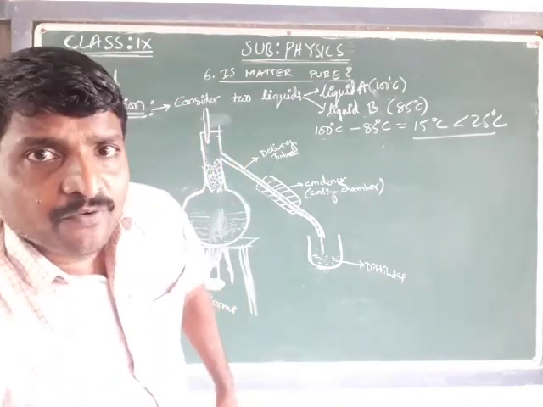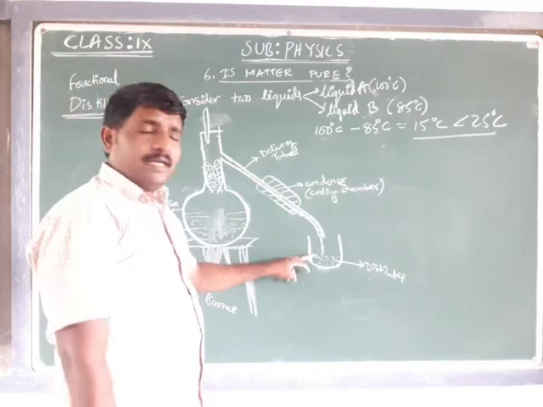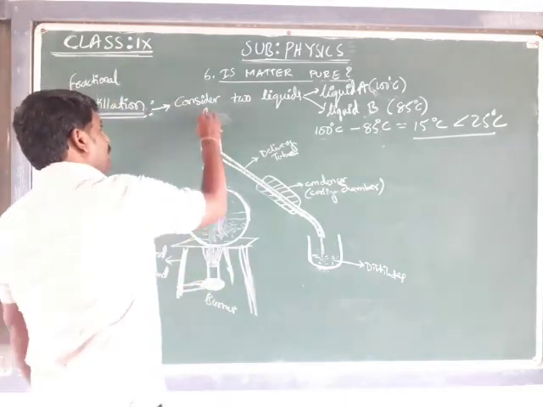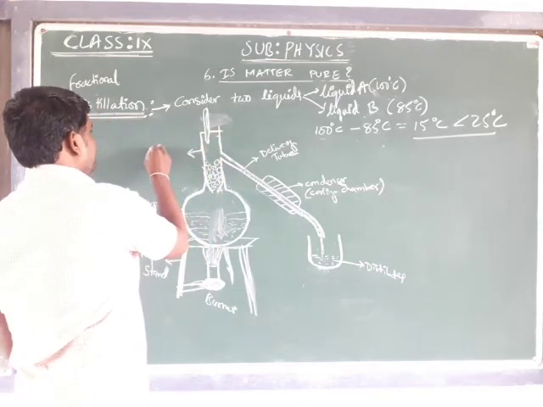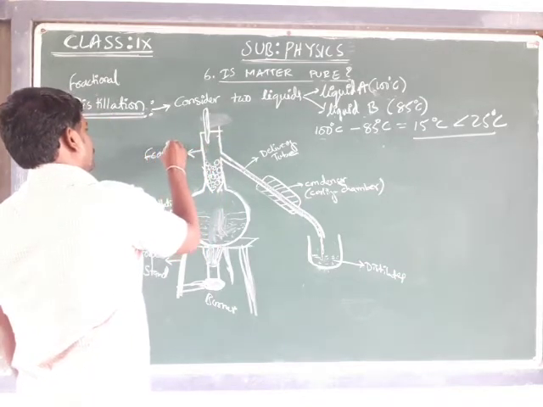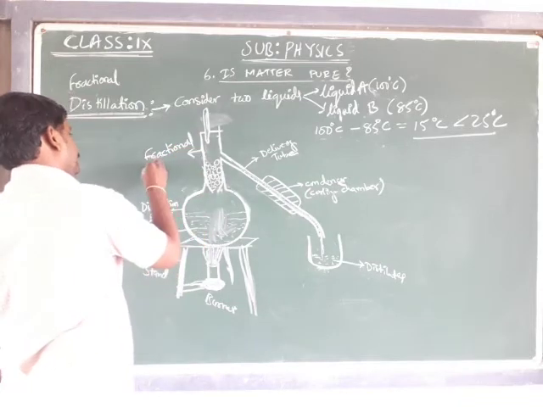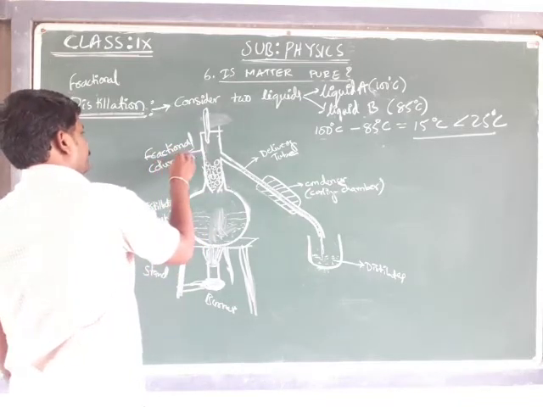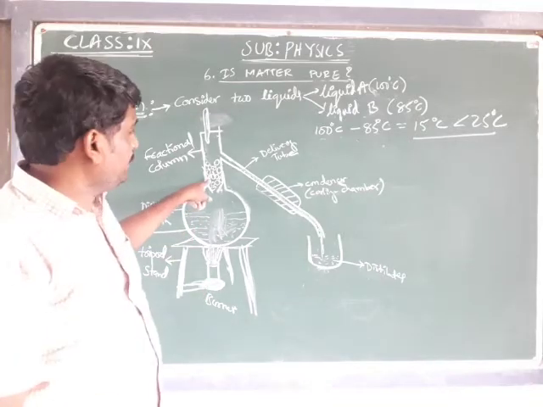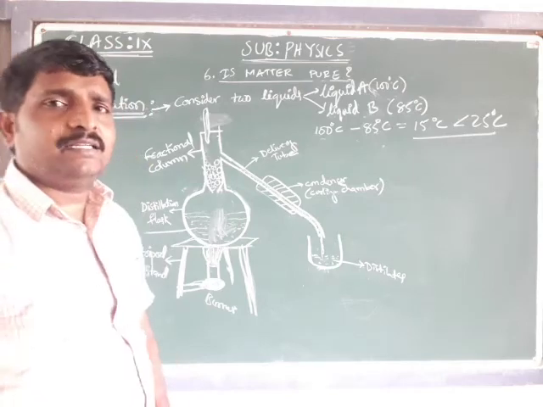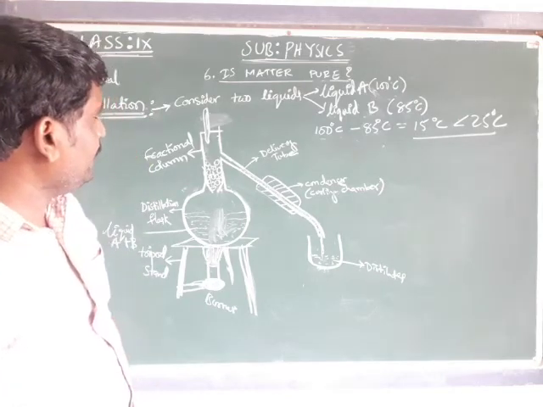So to get rid of that problem, we use an extra column, the fractionating column, which consists of glass beads. That is what we call the fractionating column. What is the necessity of these glass beads? That is what we are going to see.